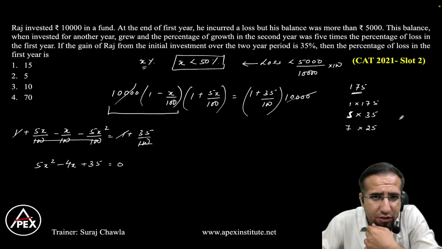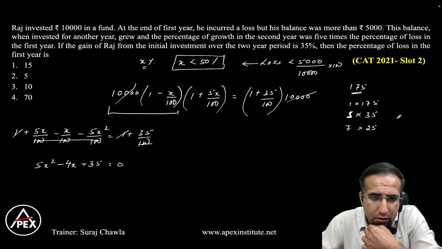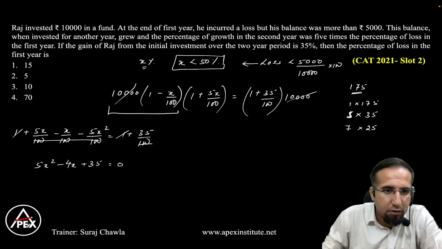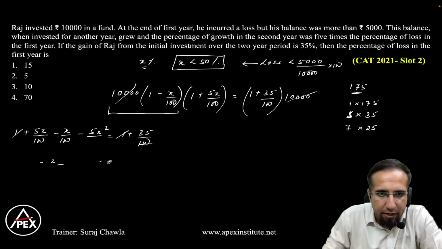So the overall investment grew by 35. Did I go wrong somewhere? Just one second, guys. 5x minus x will give me 4x. 4x on the right hand side will give me minus 4x. This is 5x square. Sorry, I just messed up here. One second, guys. So this part will not be 100, this part will be 100 square.